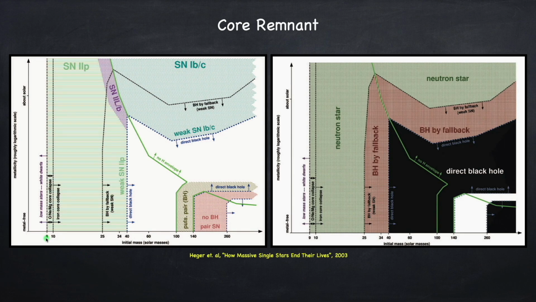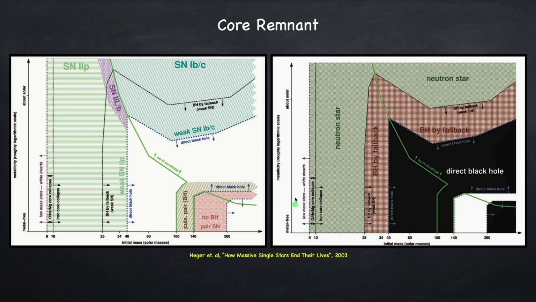Here we have a plot of the initial mass in units of solar masses versus the metallicity, which basically just means the composition of the star, and the different outcomes at the end of the star's life. So we can see we have various types of supernovae here, corresponding to either a neutron star or a black hole. So generally speaking, for lower mass core collapse supernovae, you get a neutron star, and above 20 or 25 solar masses, you get a black hole.